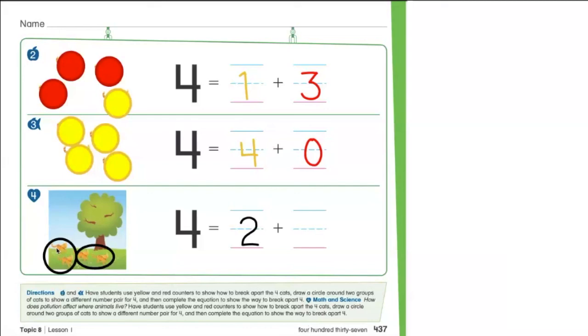How many cats are in the second group? 2. So I'm going to write in a 2. 4 equals 2 plus 2. There are lots of different ways that we can break apart numbers, and we just showed a few of the ways to break apart the number 4.